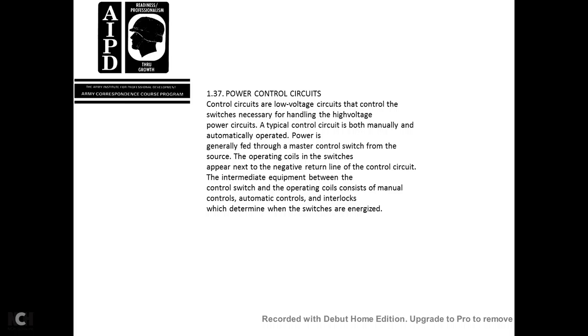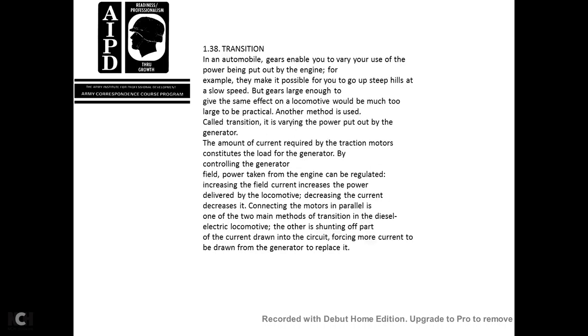137. Power control circuits. The control circuits are low voltage circuits that control the switches necessary for the handling of the high voltage power circuits. A typical control circuit is manually and automatically operated. Power is generally fed through the master control switch from the source. The operating coils in the switches connect to the negative return line for the control switch. The equipment between the control switch and the operating coils consists of manual controls, automatic controls, and interlocks to determine which switches are energized.